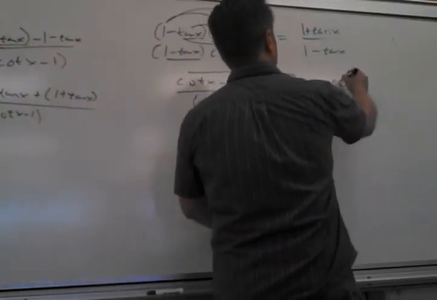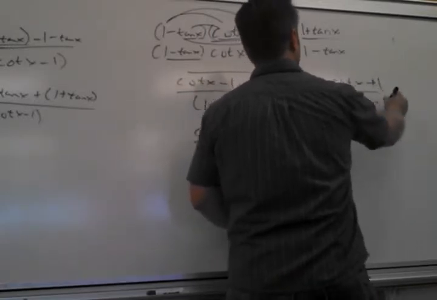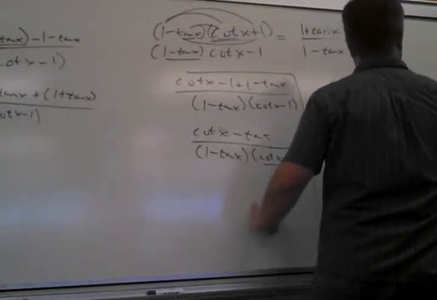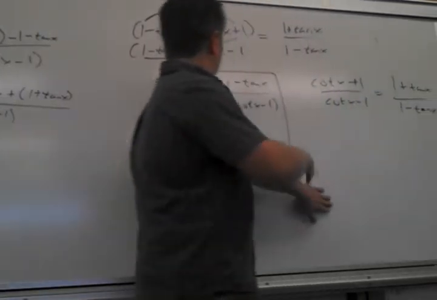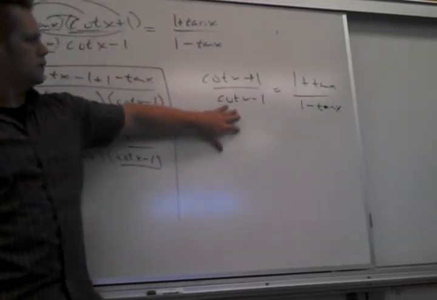Cool. That was easy. So we get cotangent x plus 1 over cotangent x minus 1. Alright, I know my way worked earlier, but that's way too long.